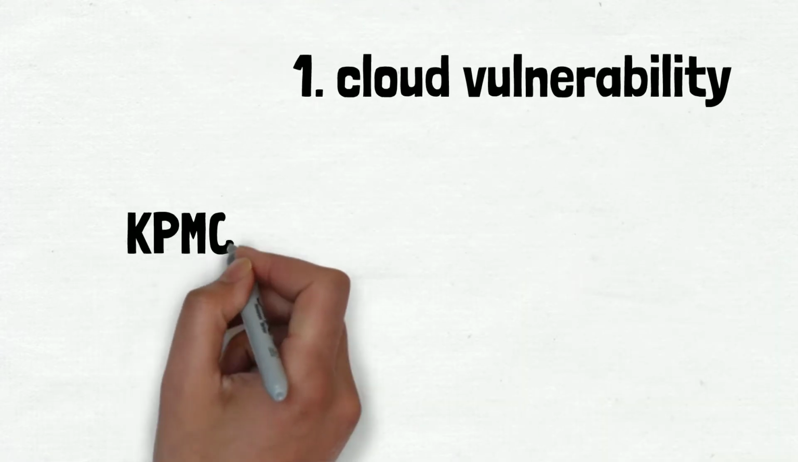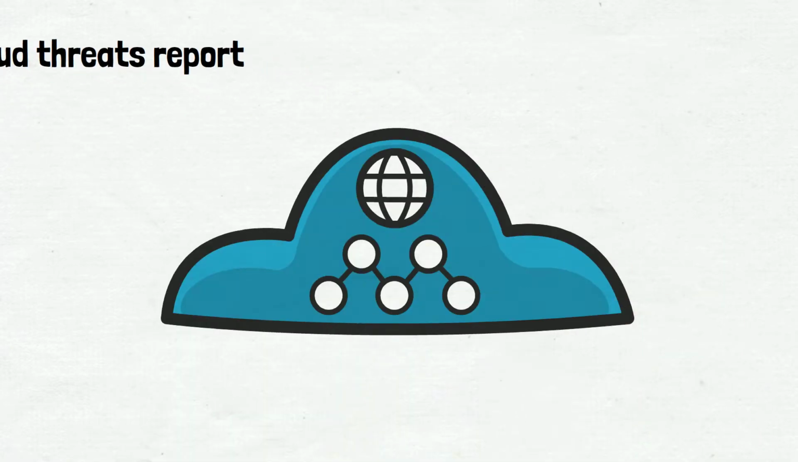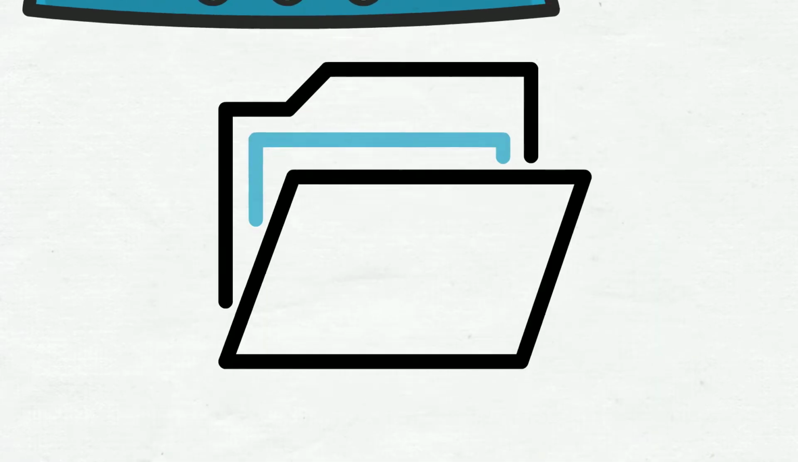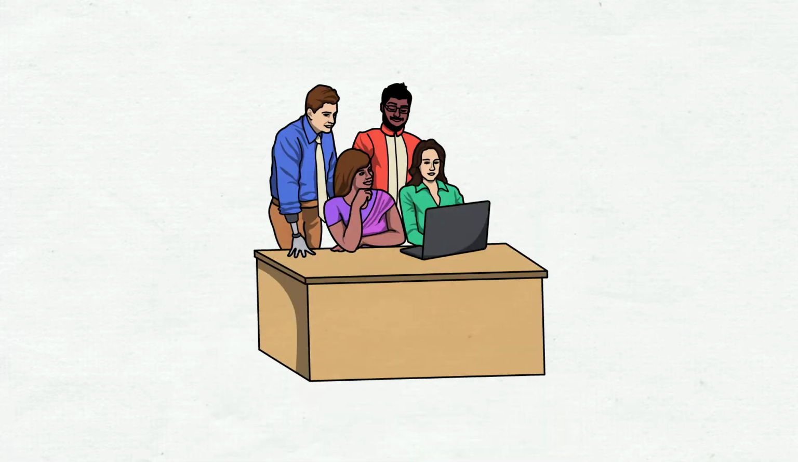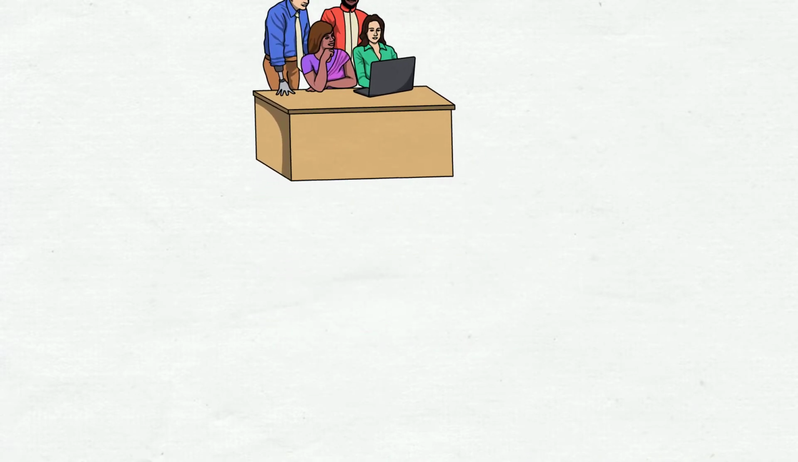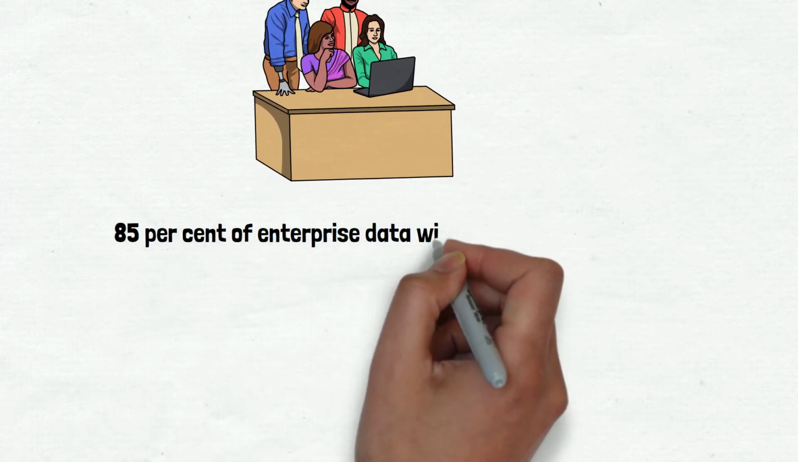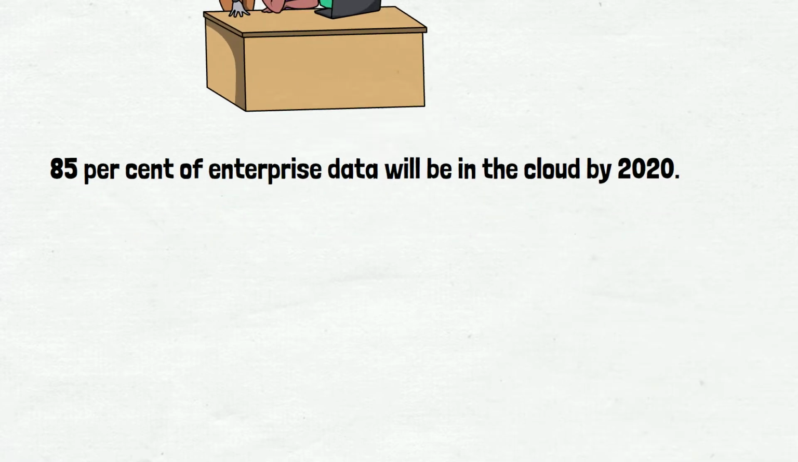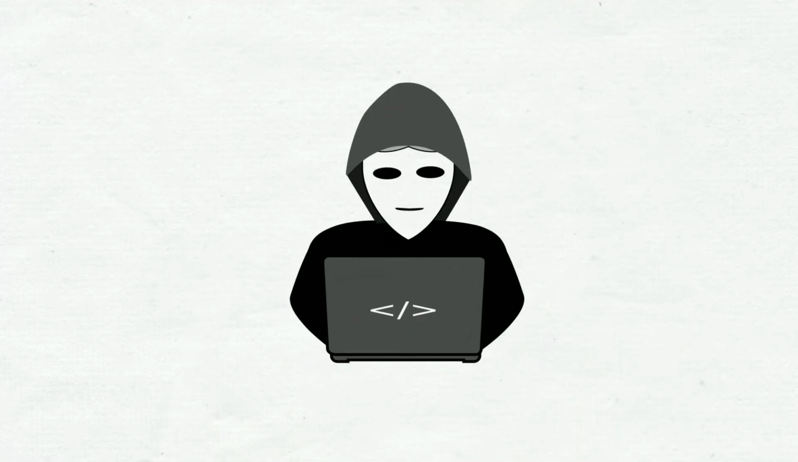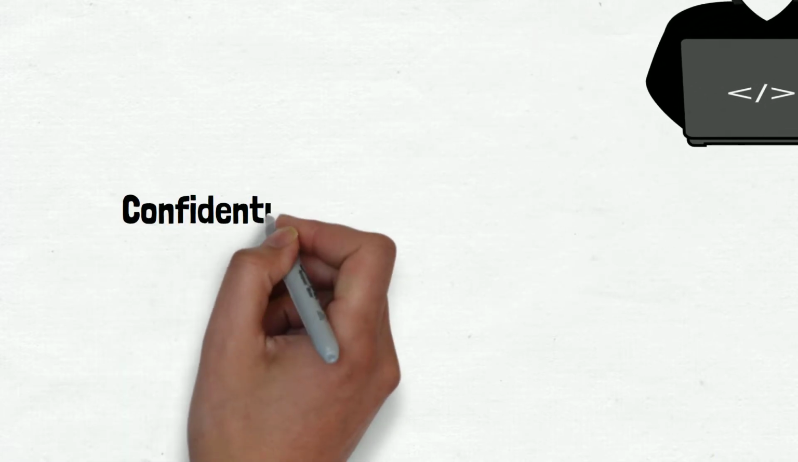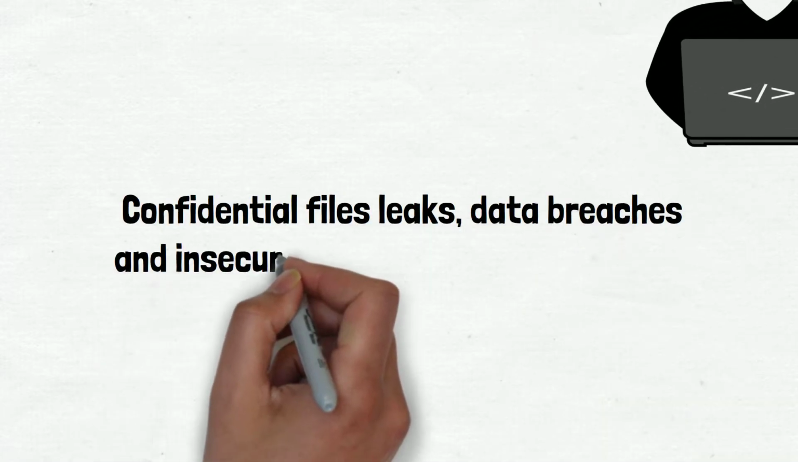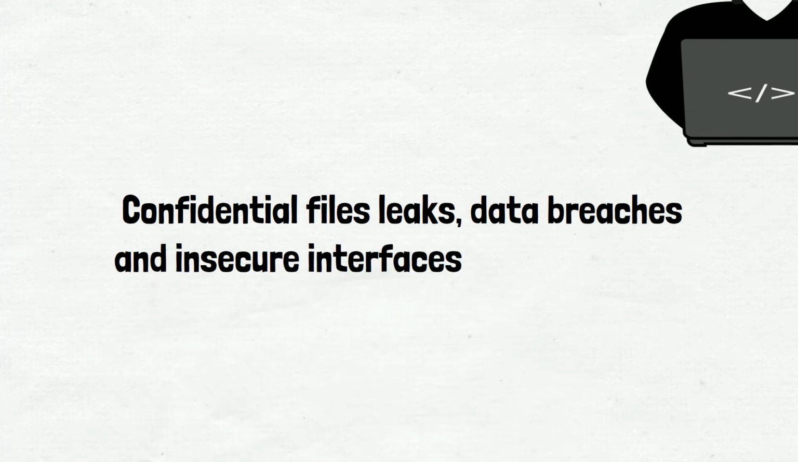The KPMG Cloud Threats Report in 2019 states that cloud vulnerability is and will continue to be one of the biggest cybersecurity challenges faced by organizations. This is because enterprises are leveraging cloud applications and storing sensitive data related to their employees and business operations on the cloud. Forbes predicted in 2018 that 85% of enterprise data will be in the cloud by 2020. And this makes it easier for hackers to target them. Confidential file leaks, data breaches, and insecure interfaces are a few examples of cloud security vulnerabilities.